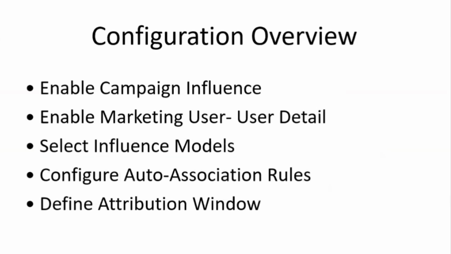Now, looking at the configuration overview and how we can configure campaign influence. To properly use campaign influence, configuration is very critical. So first, we need to enable campaign influence in Salesforce and ensure the marketing user is enabled there. Then we select the attribution models and we configure the association rules. And that's how we finally associate it. I will be taking you into Salesforce to do a quick demo of how we can configure all these things.